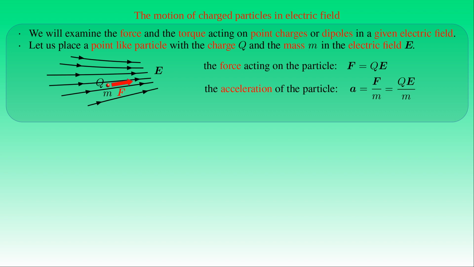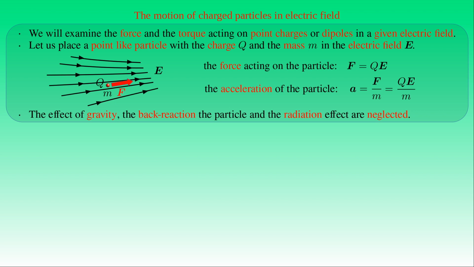Here the acceleration of the particle is directly proportional to the field strength E in the instantaneous position of the particle and its charge, and inversely proportional to its mass. In the study of the motion of charged particles in electric fields, we will neglect the effect of gravity on the moving particle and the back reaction of the charge carrier moving in the electric field, that is the effect of the point charge on the source charges of the field. We neglect the radiation effects as well, which we will study later.